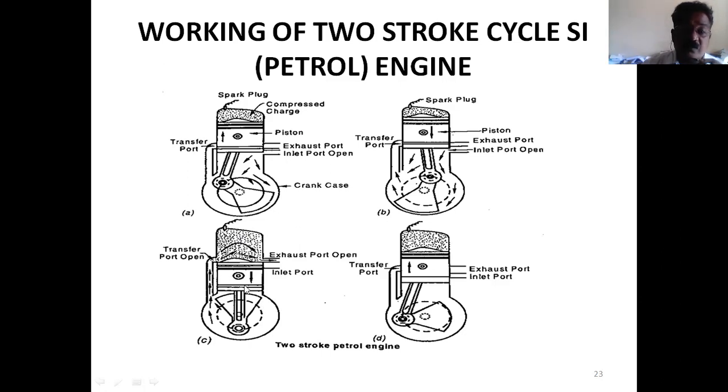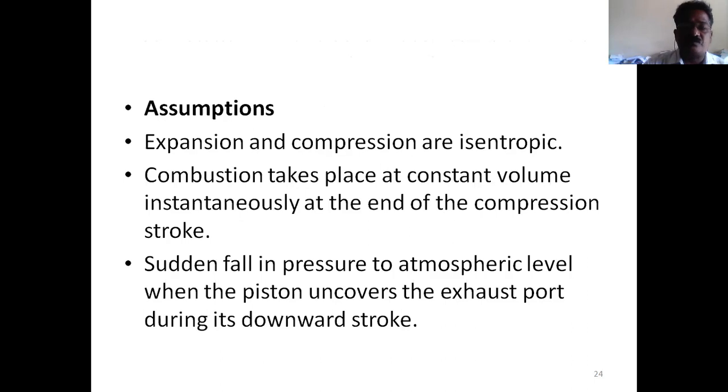This is the problem here. Sometimes unburned gases also exit through the exhaust. That is why the two-stroke engine is banned. So this is the working principle of the two-stroke spark ignition engine, that is, the petrol engine.